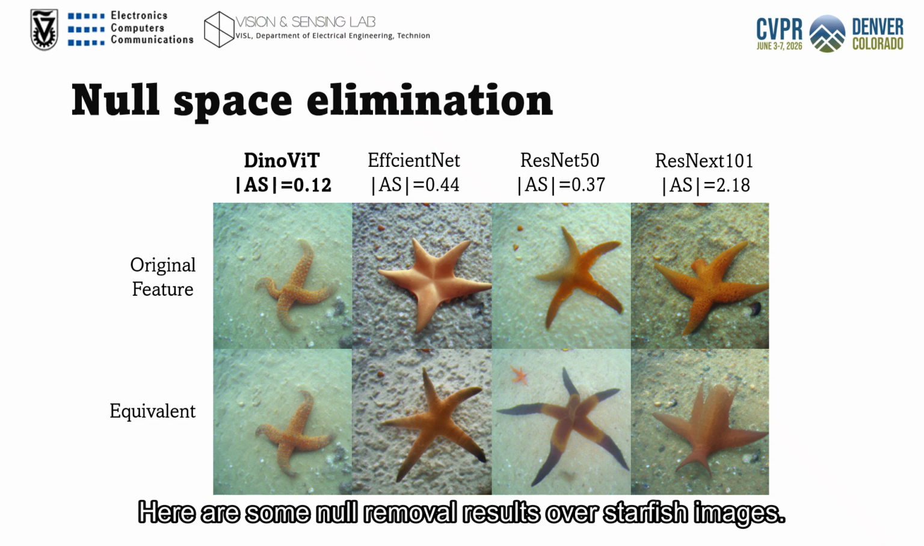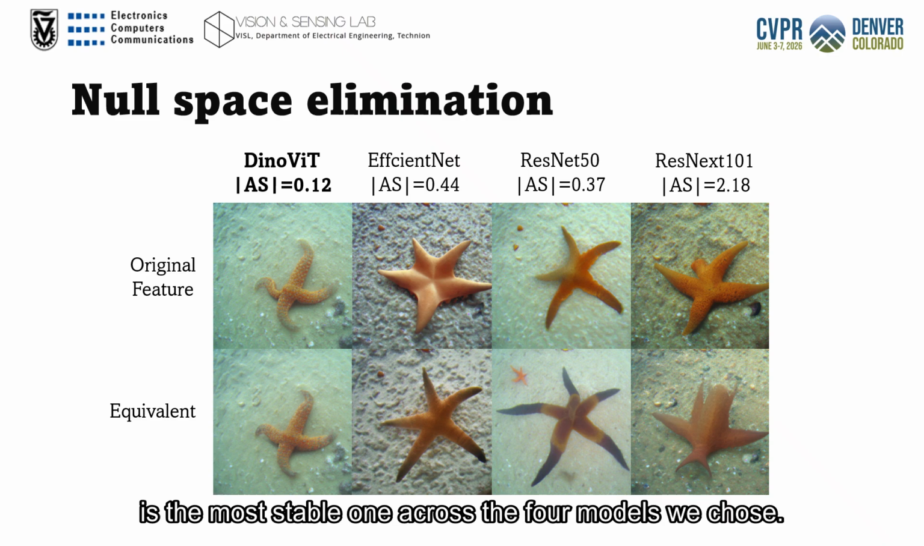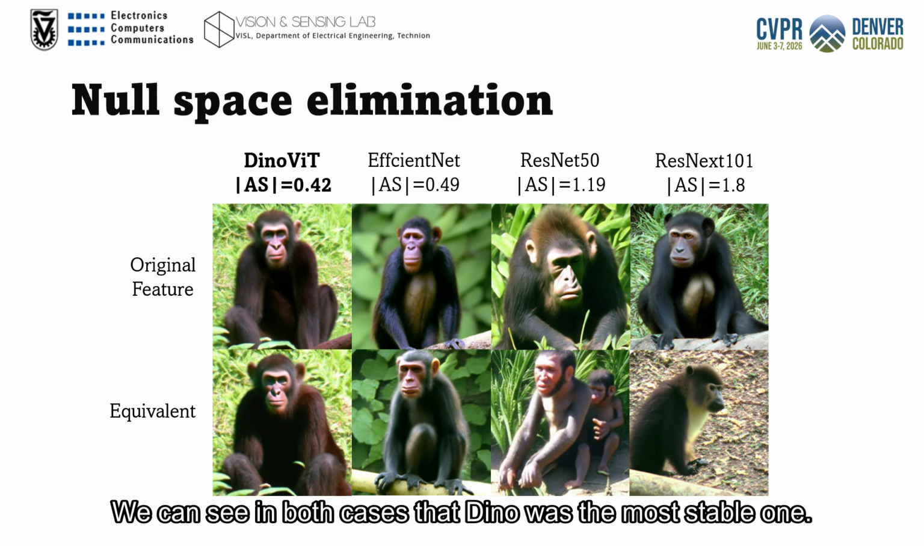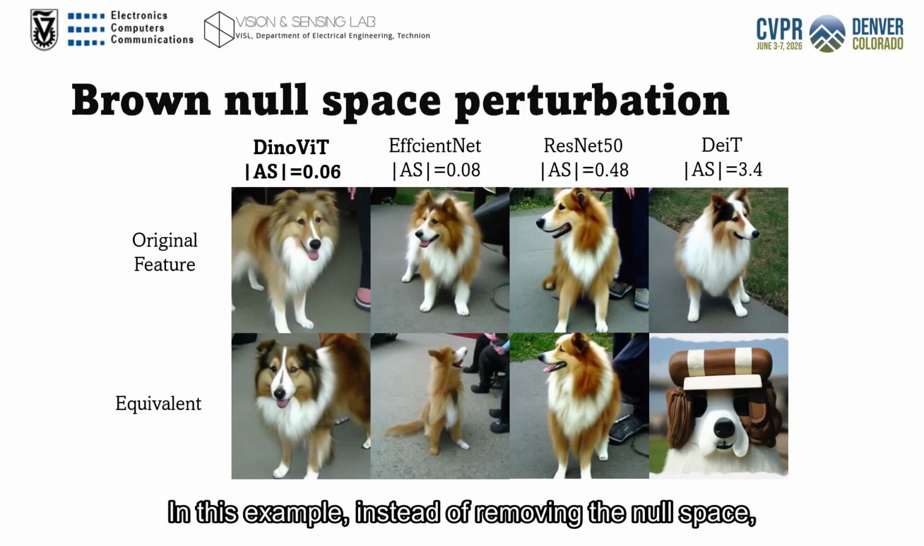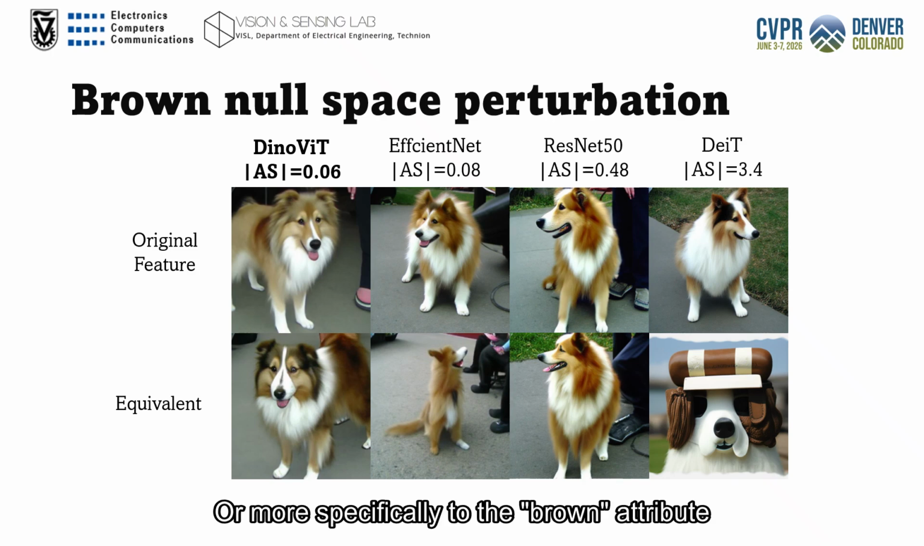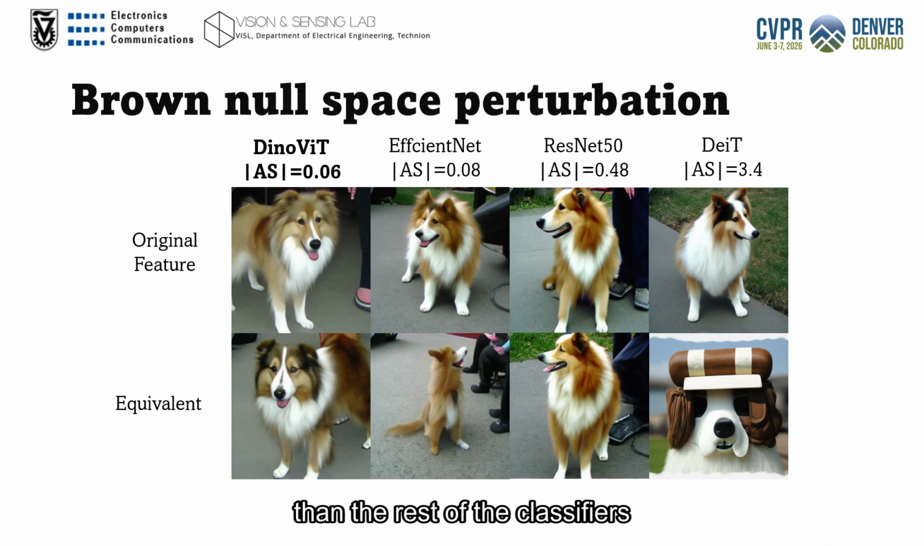Here are some null removal results over starfish images. The first row represents the original feature, while the equivalent is after the null removal. We can see on the left side that the DINO ViT is the most stable one across the 4 models we chose. And here are the results for chimpanzees. We can see in both cases that DINO was the most stable one. In this example, instead of removing the null space, we perturbed attribute directions in the null space, specifically the brown attribute. Again, we can see how DINO remains more stable than the rest of the classifiers.